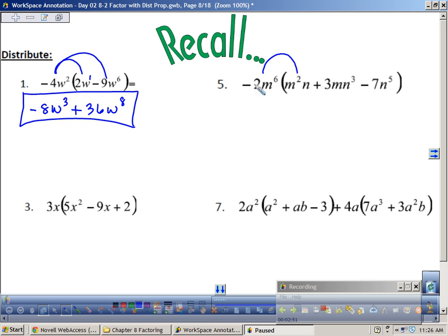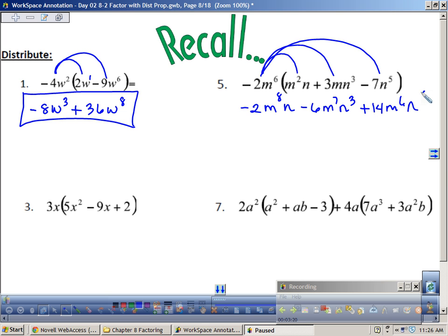Let's distribute negative 2m to the 6th power. I would get negative 2m to the what power? 8. There's no n to multiply, so I'm just going to bring that n down, and then I'm going to multiply negative 2 times 3, which is negative 6, m to the, good job, you guys are doing awesome. And negative 2 times negative 7 is positive 14, m to the 6th, n to the 5th. Questions on that one?